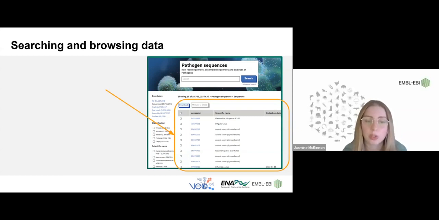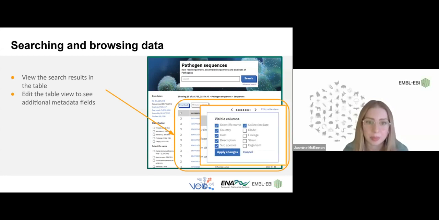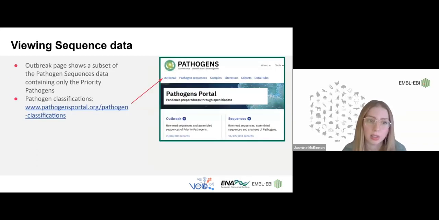So once you've filtered your results and made your search, you can view the results in the table in the main part of the page. You can edit the visible results table to change what you can see. And that's by using, on the right hand, there's a toggle to show some extra columns and find some extra information. And yeah, so that covers the outbreak and pathogen sequences data.